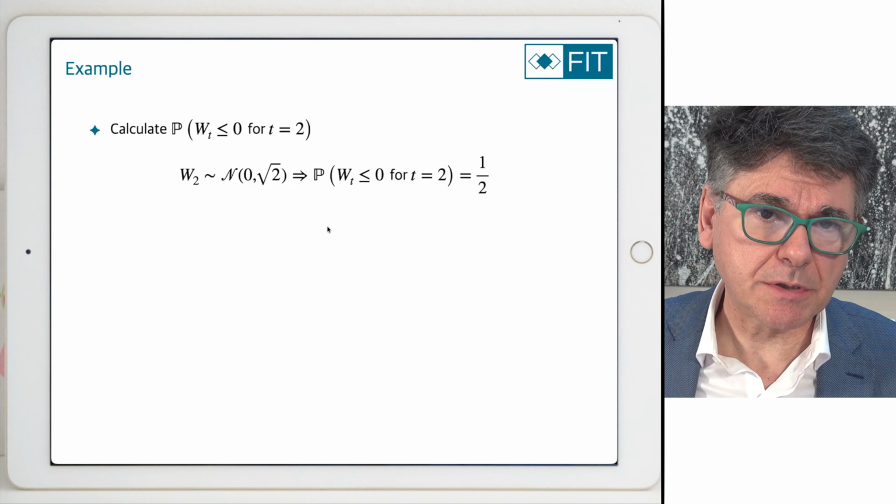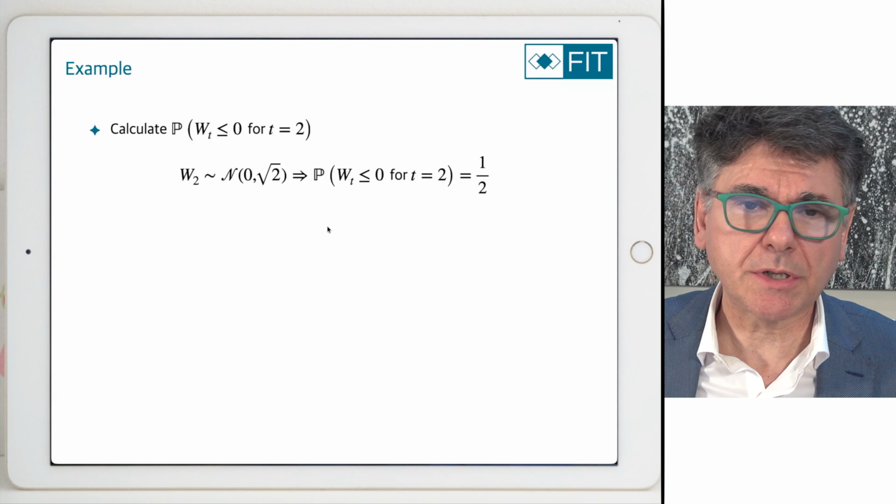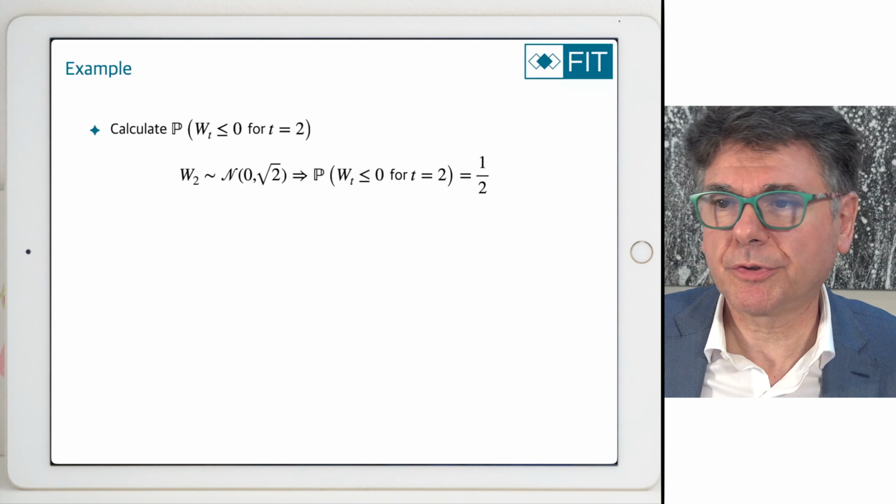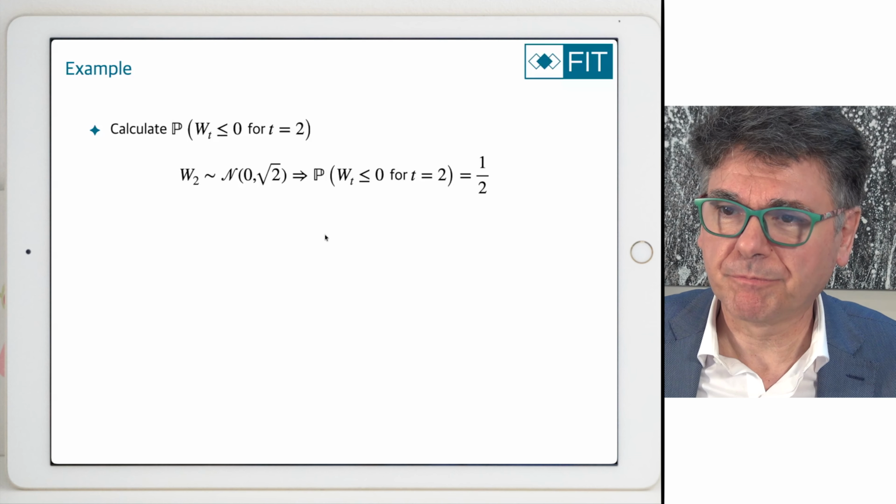It's very simple. We just observe that the Brownian motion is a Gaussian random variable with mean 0 and variance 2 at time 2, so it's a half.